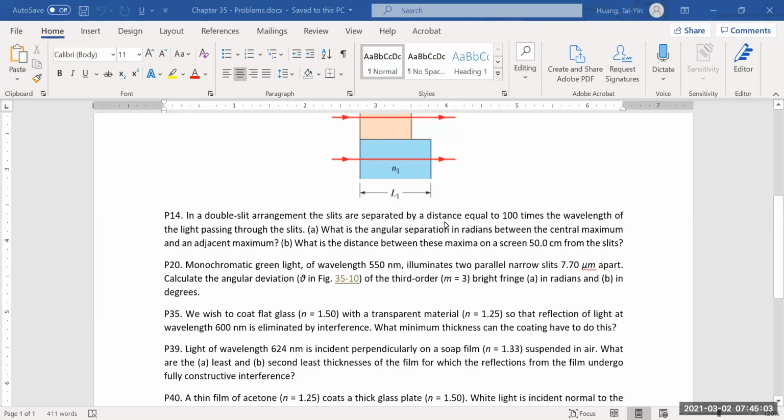Okay, so for chapter 35, I'm going to do problems 14, 35, 39, and 40. So let's start with problem 14.